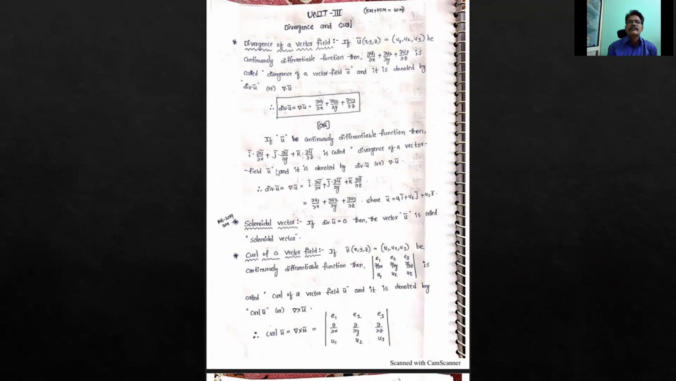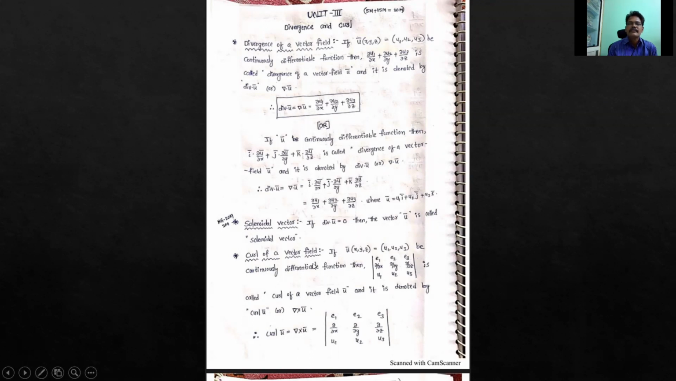So finally, divergence is simple: differentiate the first coordinate with respect to x, the second with respect to y, the third with respect to z, and add these three to get the divergence. Suppose div u equals 0, then the vector is called solenoidal. When do we say a vector is solenoidal? If the divergence of u bar equals 0, then u is called a solenoidal vector.